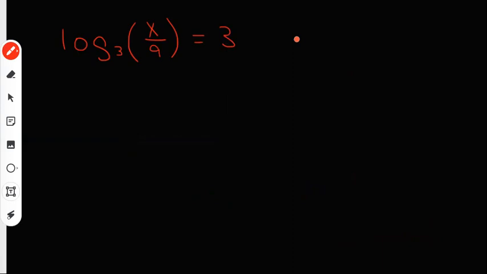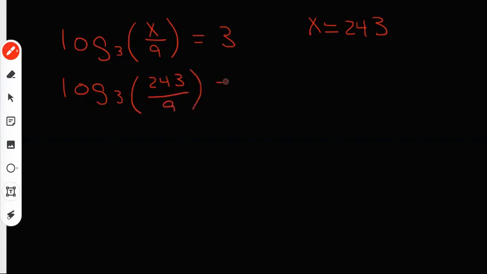And what I want to do is use that answer that we just found, x equals 243, and check that. So what I'm going to do is replace the x with a 243 and see if everything works out. So I let x be 243. It's being divided by 9. And on the other side, I should still get 3. So the only thing that's changed is the x has been changed into a 243.